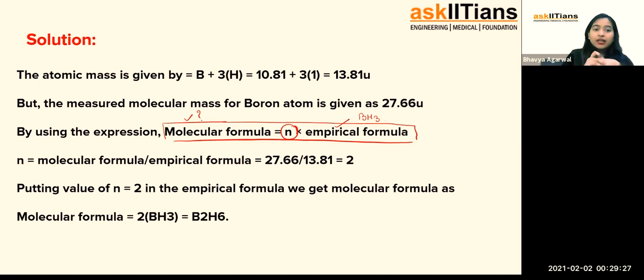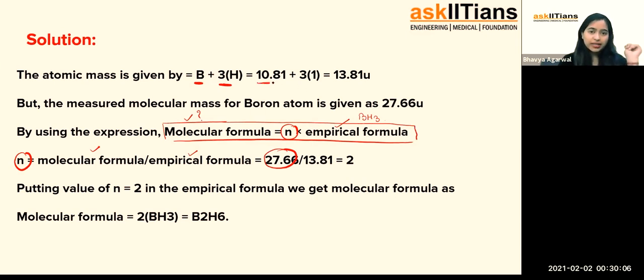So in this part, molecular formula is the asked thing. Empirical formula is given, and N we can easily find out from the given information, right? N is molecular formula by empirical formula. Now molecular formula is already given to me. What is empirical formula? The empirical formula mass is the mass of the atoms present in the empirical formula. There is one boron atom and 3 hydrogens present, right?